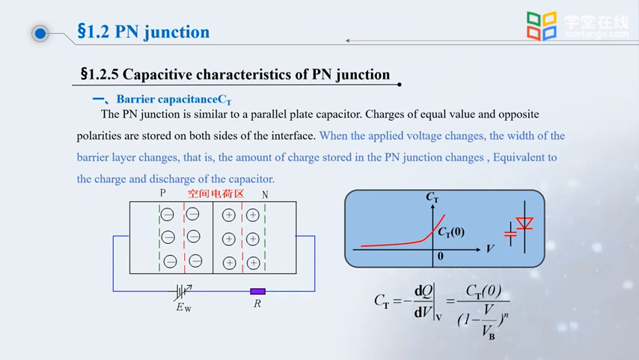At this time, as the voltage changes, the PN junction is similar to a parallel-plate capacitor. The space charge region of the barrier layer stores equal charges of opposite polarities on both sides of the interface. When the applied reverse voltage keeps changing, the width of the barrier layer also keeps changing, so the amount of charge stored in the PN junction changes accordingly, which is equivalent to the charge and discharge of a plate capacitor. The capacitance characteristic shown at this time is called the barrier capacitance, described by CT. The calculation formula of CT doesn't need to be memorized. We just need to know about this feature.